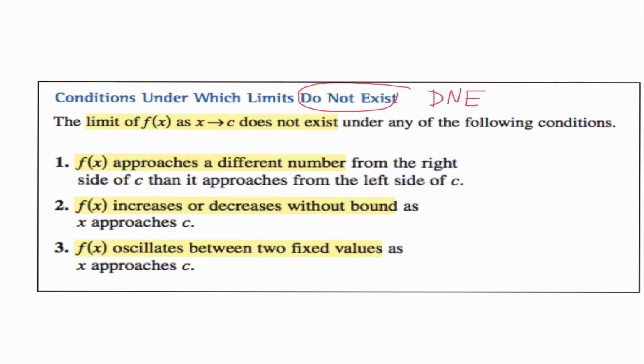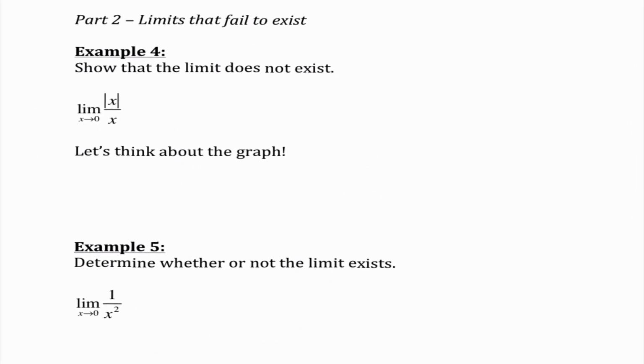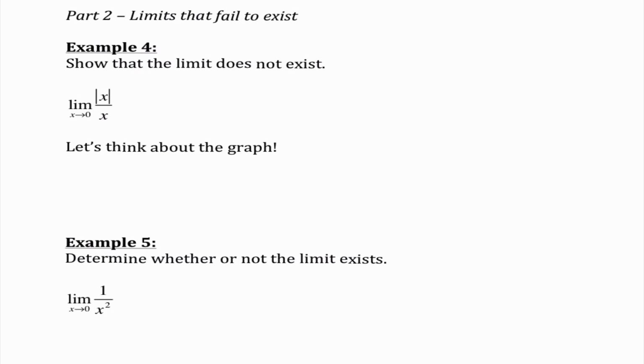And then the other one is that f of x oscillates between two fixed values. So we will see that it's not actually approaching one number because it's alternating back and forth between two numbers. So we're going to go through some examples here. So number 4, it says show that the limit does not exist. Okay, the limit as x approaches 0 of the absolute value of x divided by x.